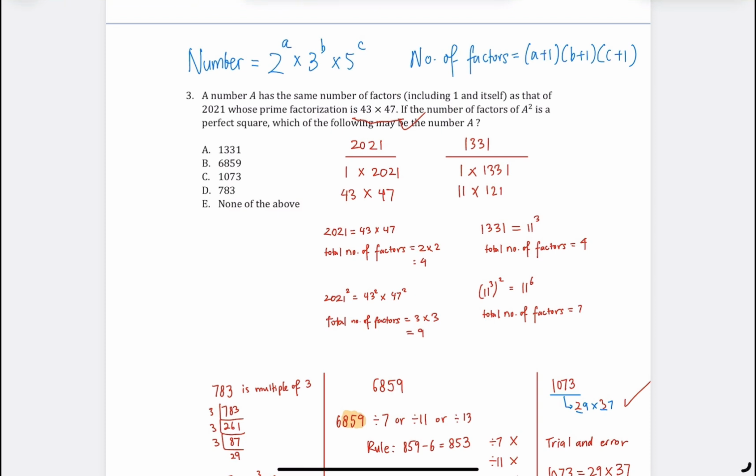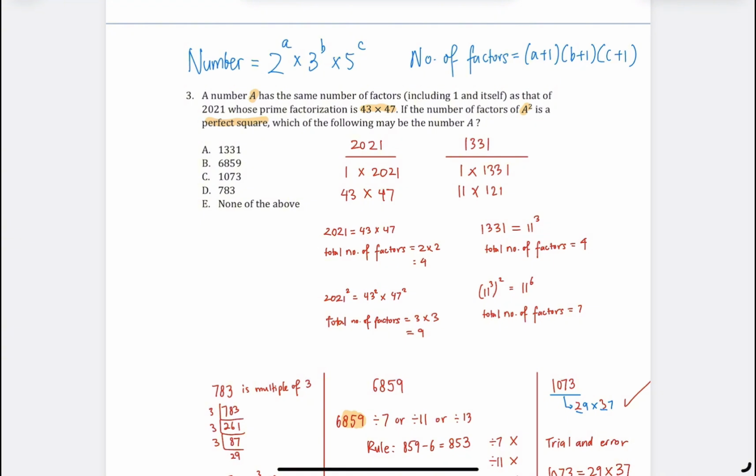Okay, question 3. A number A has the same number of factors as 2021, whose prime factorization is 43 times 47. The number of factors of A square is a perfect square. Which of the following may be the number A? In this question, the most important thing is this: A must be in this form. A square must have a perfect square number of factors.